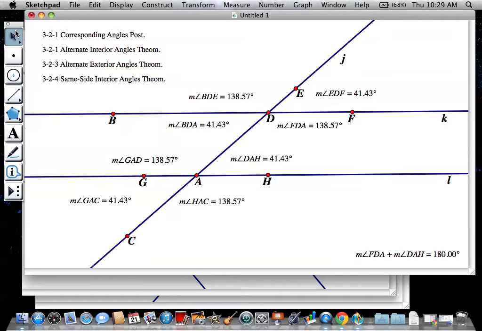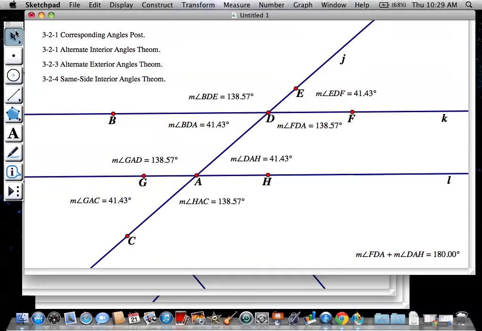Chapter 3, Section 2 is angles formed by parallel lines and transversals. So we have one postulate and three theorems. The first one is the corresponding angles postulate. The second one is the alternate interior angles theorem. The third one is the alternate exterior angles theorem. The fourth one is the same side interior angles theorem.